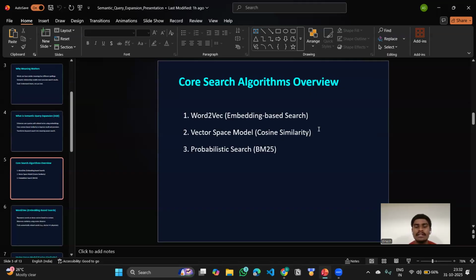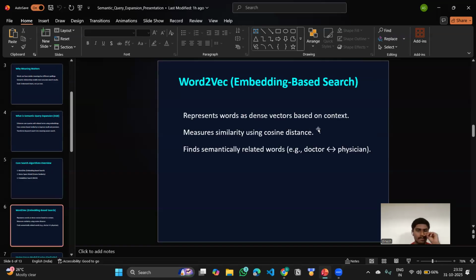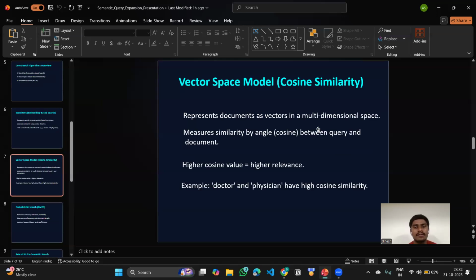Core search algorithms used in this are embedding based search, cosine similarity, and BM25. Embedding based search: embeddings represent words as dense vectors based on context. Measure similarity using cosine distance. Find semantically related words. Example: doctor, physician, or surgeon, etc.